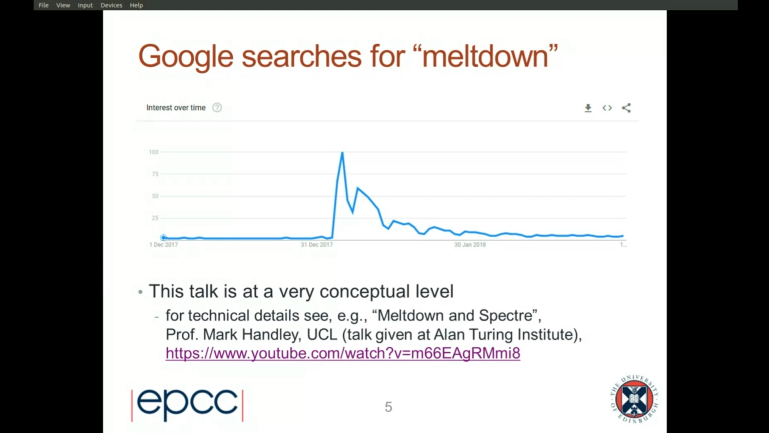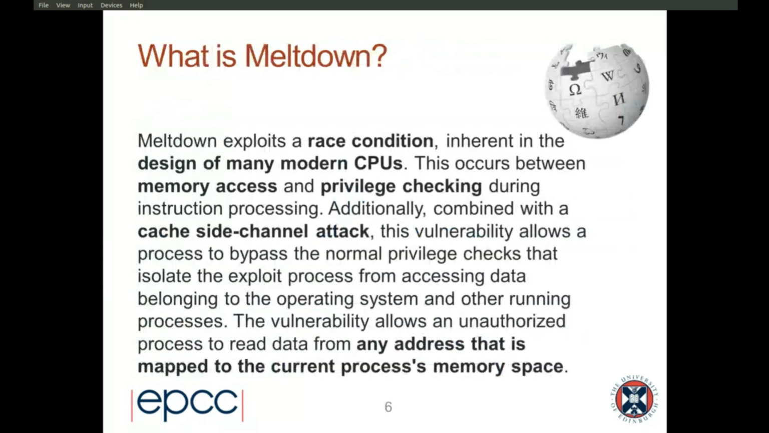So clearly there's a lot of interest in Meltdown. What was Meltdown? Well, if you look on Wikipedia, it says Meltdown exploits a race condition inherent in the design of many modern CPUs that occurs between memory access and privilege checking during instruction processing. Combined with a cache side channel attack, this allows a process to bypass the normal privilege checks that isolate the exploit process from accessing data. The vulnerability allows an unauthorized process to read data from any address that is mapped to the current process's memory space.